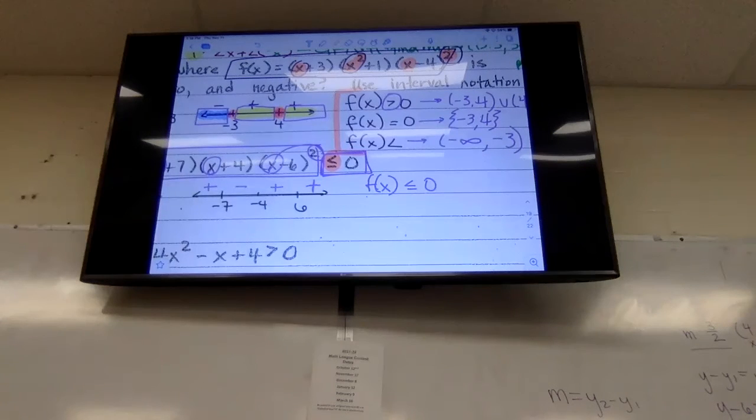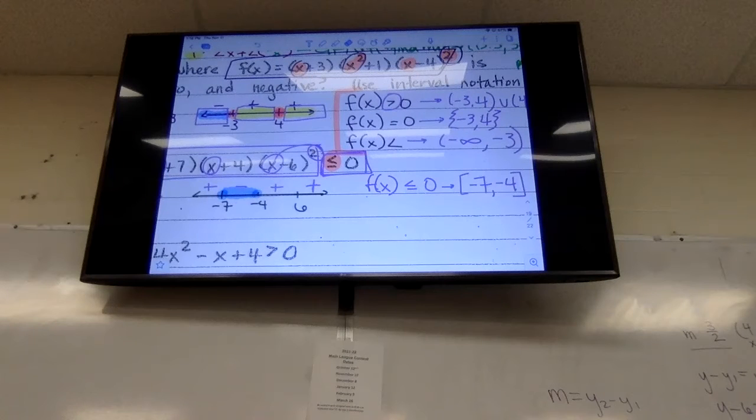Good, negative 7 to negative 4. Do I get to include negative 7 and negative 4? Yes, why? For equal to, very good. So my interval notation is going to be bracket or parentheses? Bracket, negative 7, comma, negative 4, bracket or parentheses? Bracket. Hint with these, since it's either going to be less than or equal to, if it's two numbers, they're both going to be brackets or they're both going to be parentheses. There won't be as much of one of these.